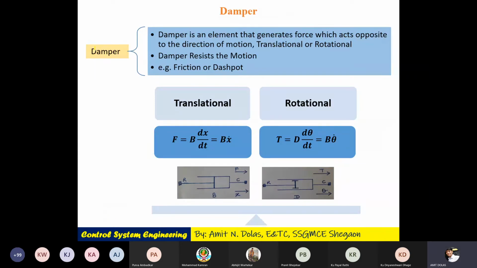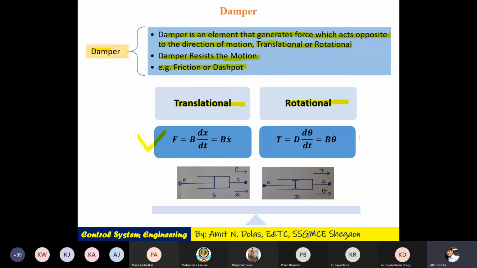Then what is a damper? A damper is an element that generates force which acts opposite to the direction of motion. Whichever direction the motion is going, it acts opposite to it. It is nothing but the resistance to the motion, translational or rotational. A damper resists the motion. Example, friction or dashpot. We need to take formulas for translational and rotational.